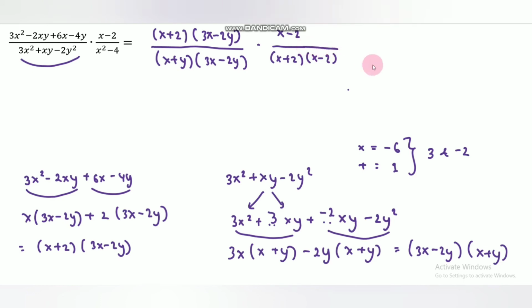So after we have factored completely all of the numerator and denominator, we can start simplifying. This one can be cancelled, this one can be cancelled, and this one can be cancelled, and in the end the final answer is 1 over x plus y. So the key point is factoring completely. You need to factor all of that correctly so you can simplify it. And the simplifying and cancelling is the easy task.